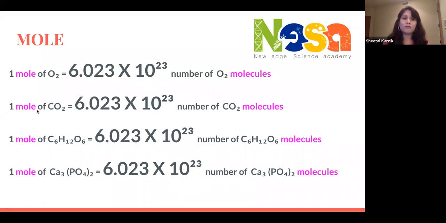for the conversion of mole to molecules. And it could be a very simple molecule, or it could be a very complicated molecule. 1 mole of anything is Avogadro's number of that particular thing that we are looking at.